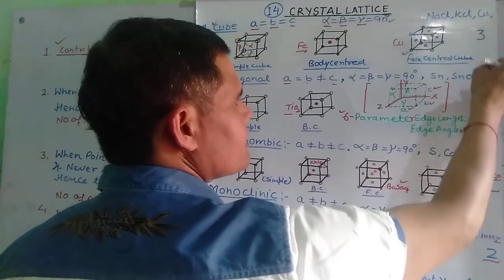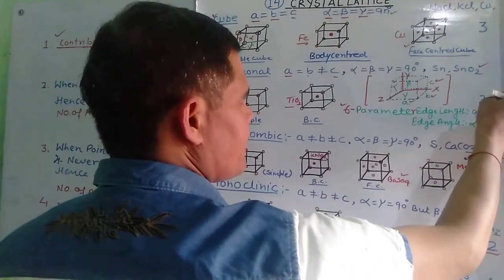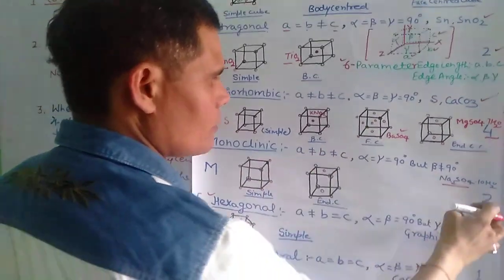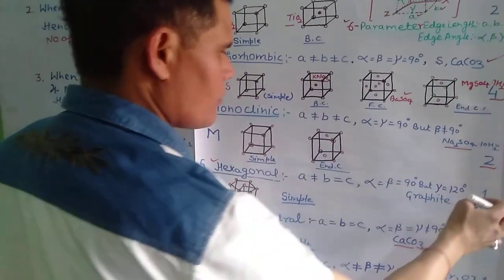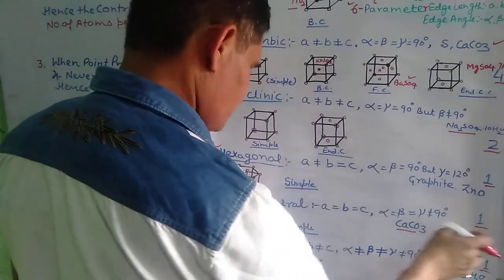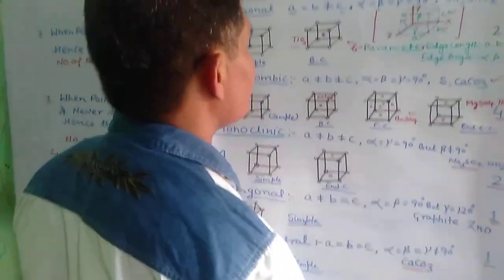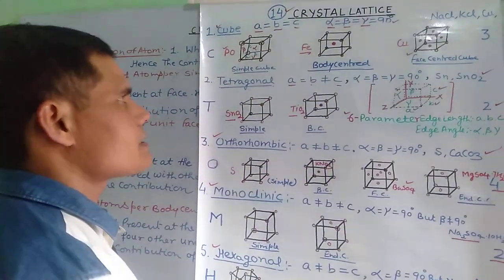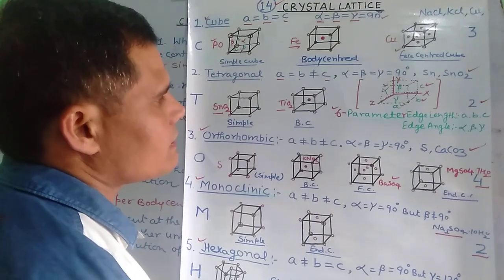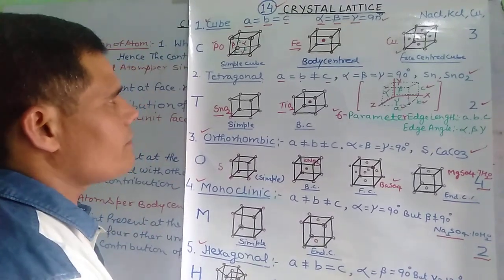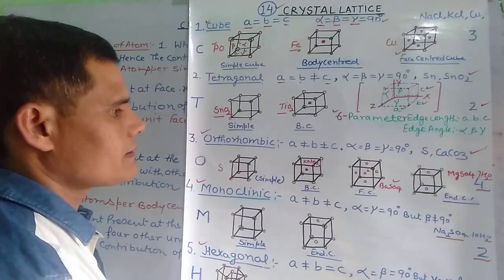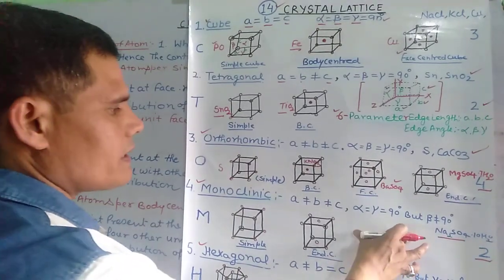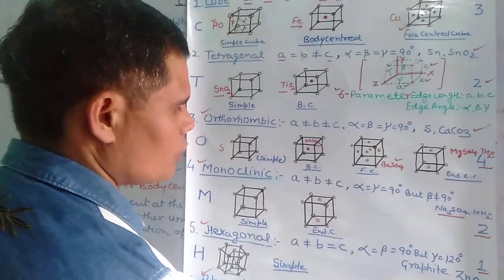Cube is 3, tetragonal is 2 types, orthorhombic is 4 types, monoclinic 2 types, hexagonal 1, rhombohedral 1, and triclinic 1 type. Hence there are 14 types of crystal lattice, and these are also known as Bravais lattices. There is one way to represent the 7 types of unit cell.